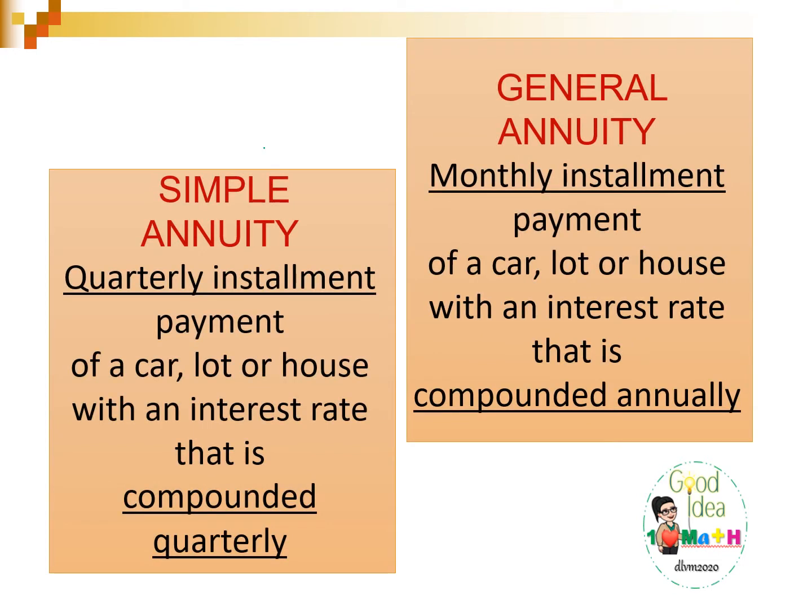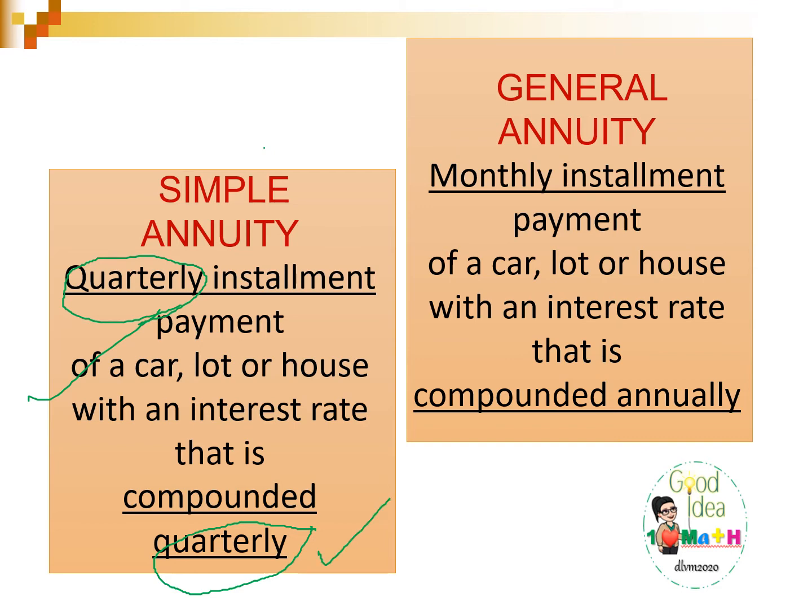Let's have the following examples to compare simple annuity from general annuity. In terms of example, we have the following simple annuity: quarterly installment payment of a car, lot, or house with an interest rate that is compounded quarterly. So if you notice, the payment interval is quarterly and the compounding interval is also quarterly. So the same payment interval and compounding interval.